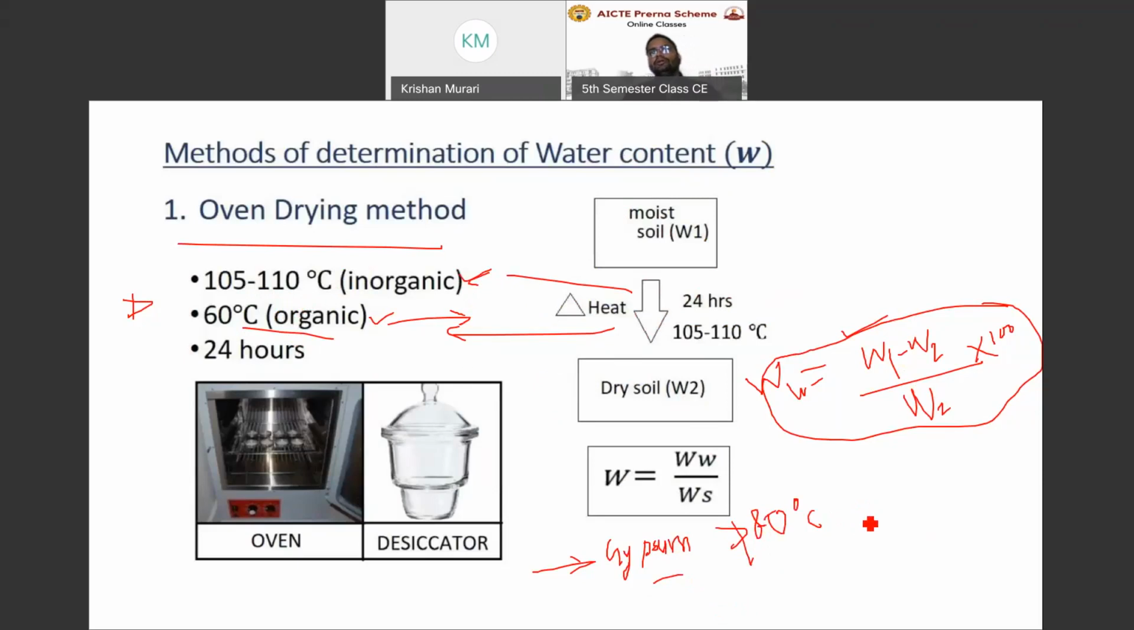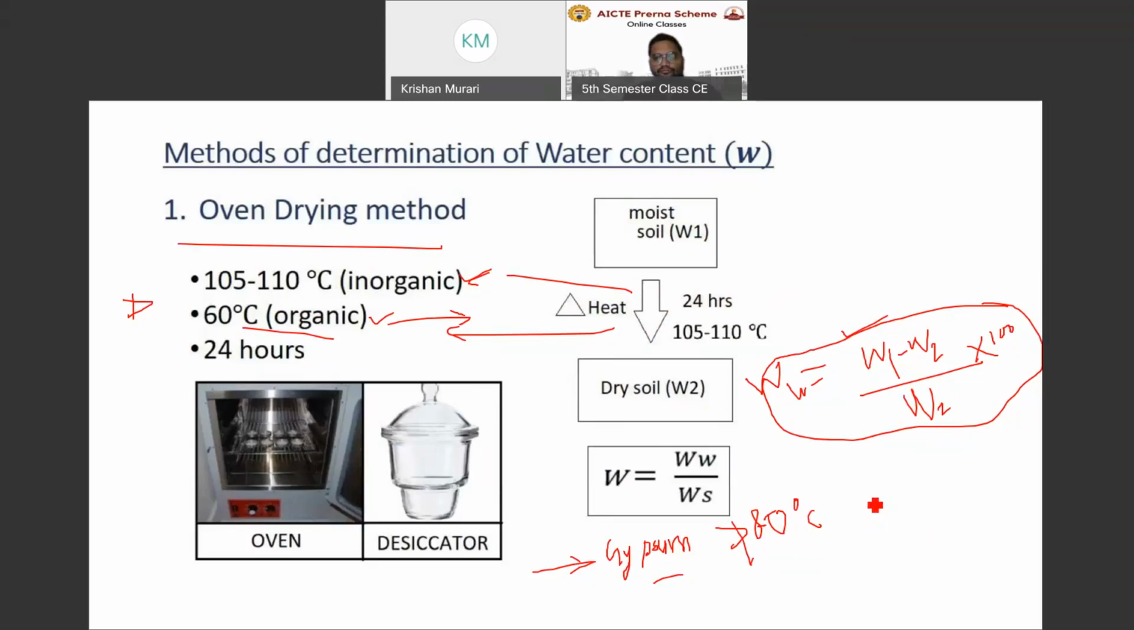If you increase the temperature beyond that, the soil loses its structural bonds, because the water in the soil comes in many forms, like gravity water, structural water, and adsorbed water.